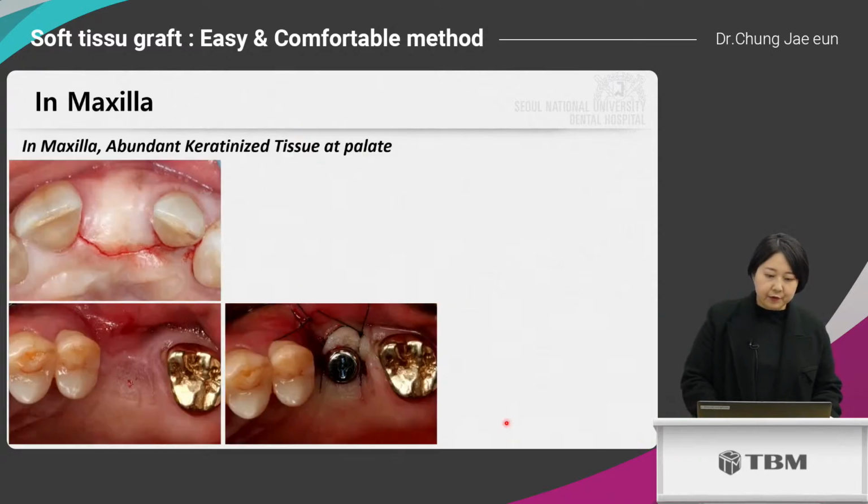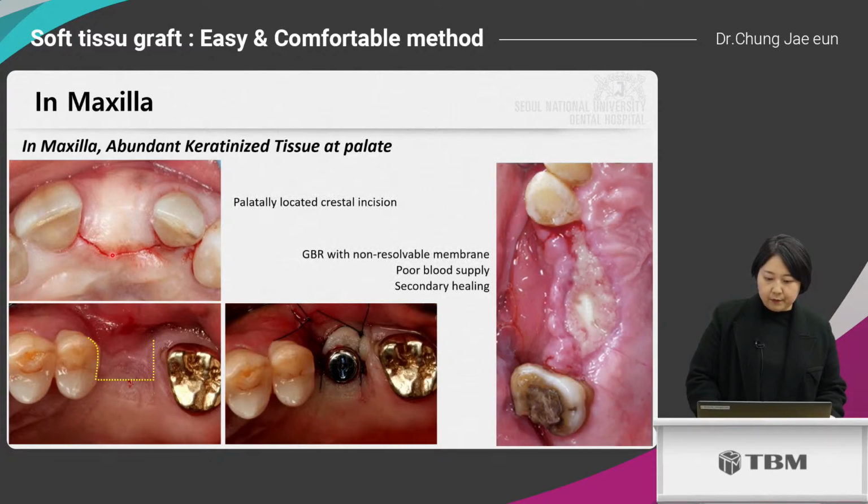In the maxilla, I usually make a horizontal incision palatally, like here, to use palatal keratinized gingiva. But sometimes, if the incision is located too palatally and GBR using barrier membrane was done, poor blood supply at the palatal side causes sloughing like this and secondary healing.